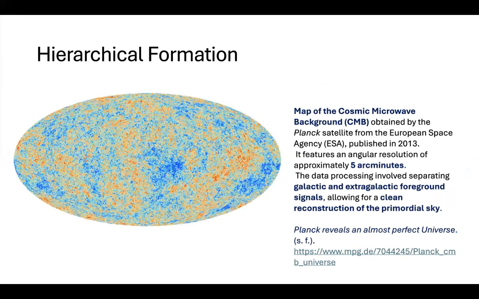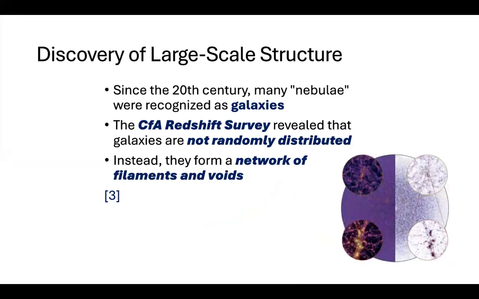So this is the cosmic microwave background obtained by the Planck satellite. This is the beginning. We know that these fluctuations in this map, after the evolution of the universe, are connected with the large-scale structure that we observe by the map of galaxies, the distribution of galaxies now.